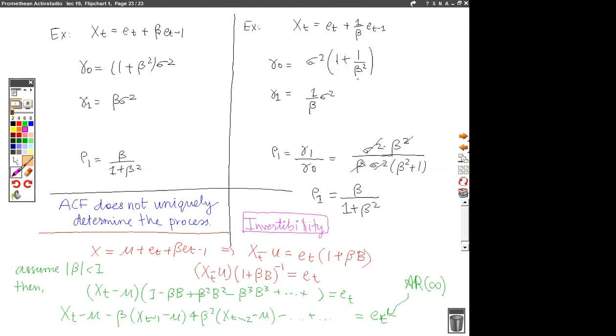This is of utmost importance. And that happens because we can invert this guy right here. So now you see that there is indeed some connection between an AR process and a MA process, right?